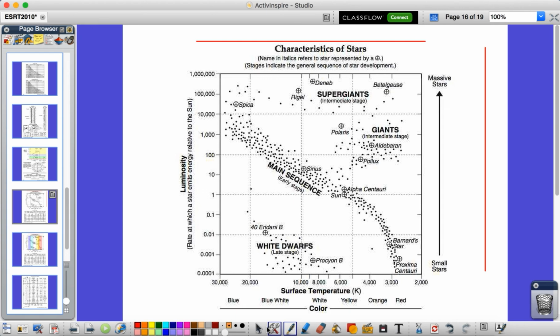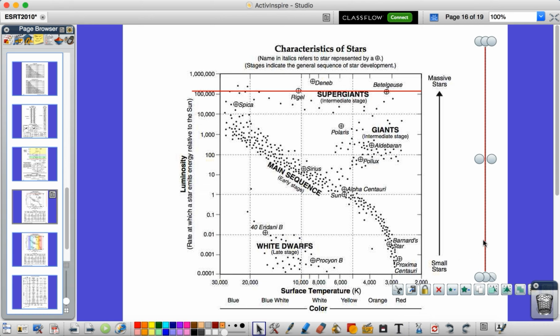Now, if a star is very bright, but it's not hot, well, to what does it owe its brightness? If not temperature, it must be due to a huge size. Now, the best example of this would probably be Betelgeuse. Now, if you look at Betelgeuse, tremendously luminous star, just like Rigel, 150,000 times brighter than our sun.